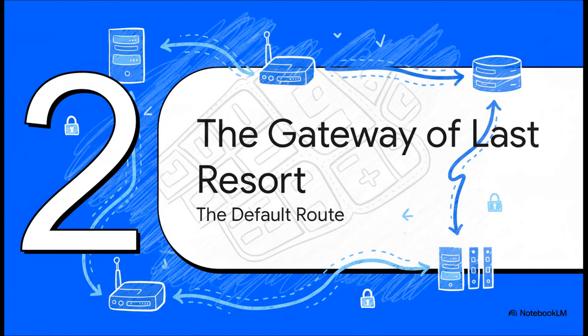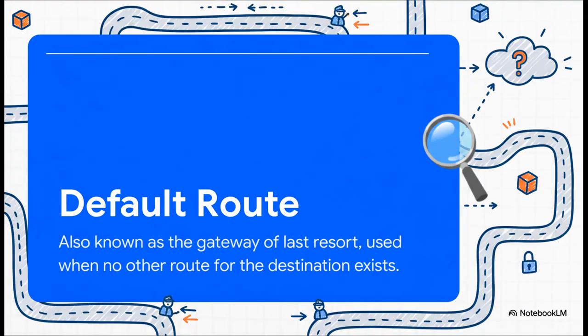All right, let's talk about our first type of static route. It has a great nickname, the gateway of last resort, and honestly, it's kind of the router's safety net. So think about it. Your router's routing table is basically a list of specific addresses it knows. But what happens if a packet shows up for a destination that's not on the list? Without a default route, that packet is just dropped. Poof, gone. But with a default route, the router basically says, I don't have a specific instruction for this one, so I'm just going to send it down the main highway and let the next router deal with it.